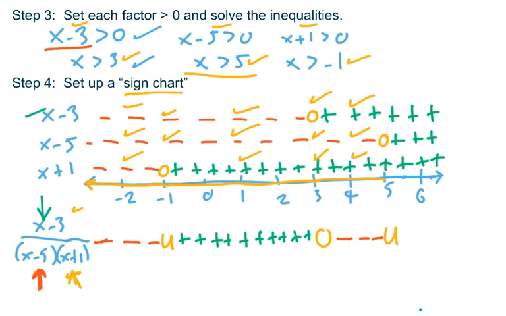When you get to the right of 5, you realize that for values of x over here, you have a positive, a positive, a positive. The positive divided by a positive times a positive is positive. Okay, that's a pretty picture. What do we do with it? Well, there's one more step.